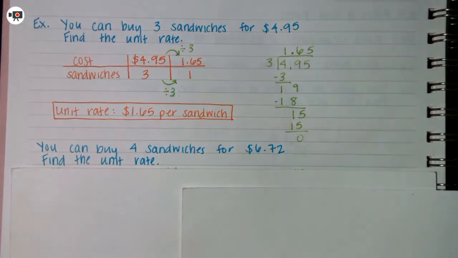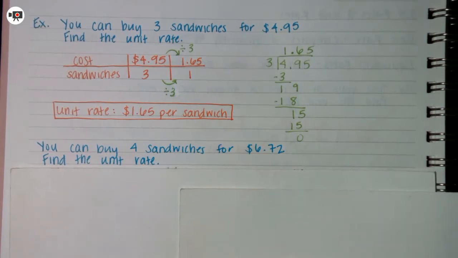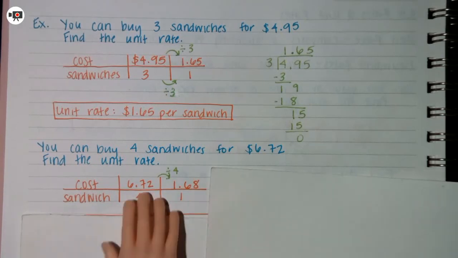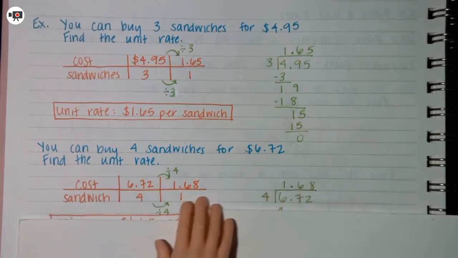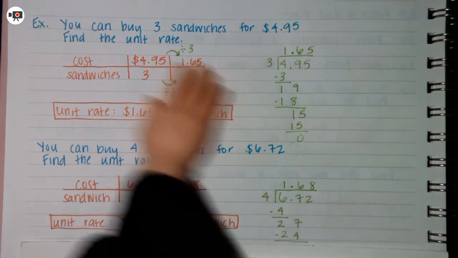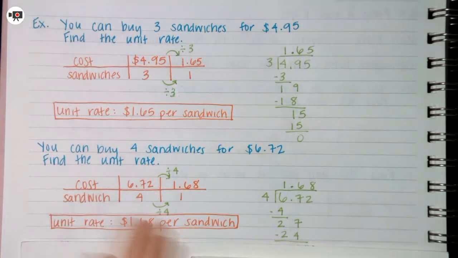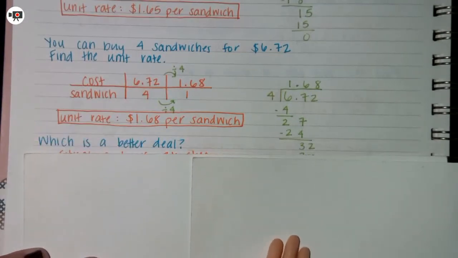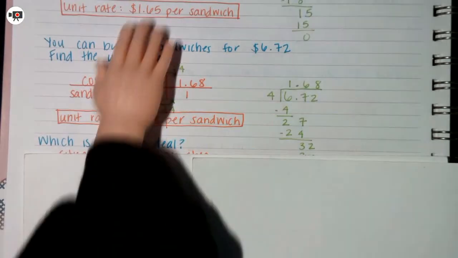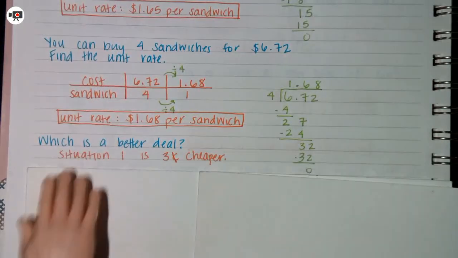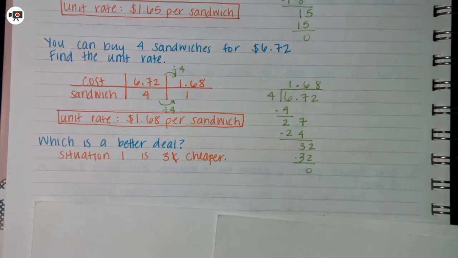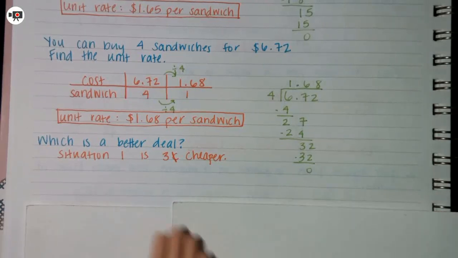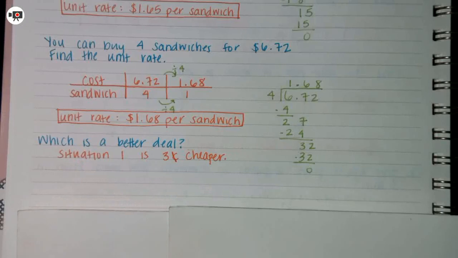This one says you can buy 4 sandwiches for $6.72. We're going to find the unit rate there. So turn the 4 into 1 by dividing by 4, and $6.72 divided by 4 is $1.68. So situation 1 is $1.65, and situation 2 is $1.68 per sandwich. Which one is a better deal? And we compare 165 to 168, and situation 1 is 3 cents cheaper. That's not much, but if you're buying for like a whole school, that'll add up. So better is better, and that is situation 1.